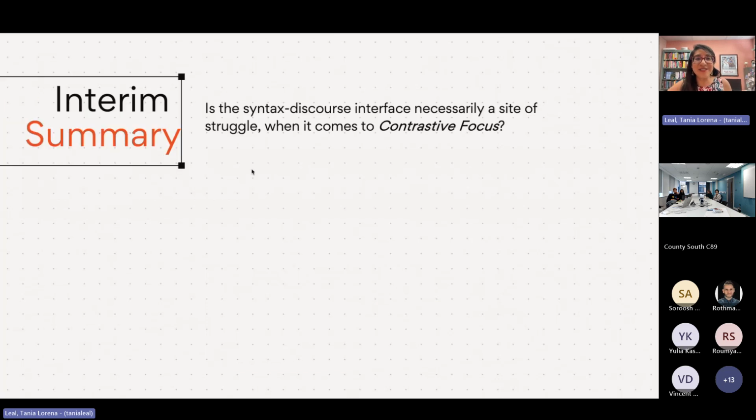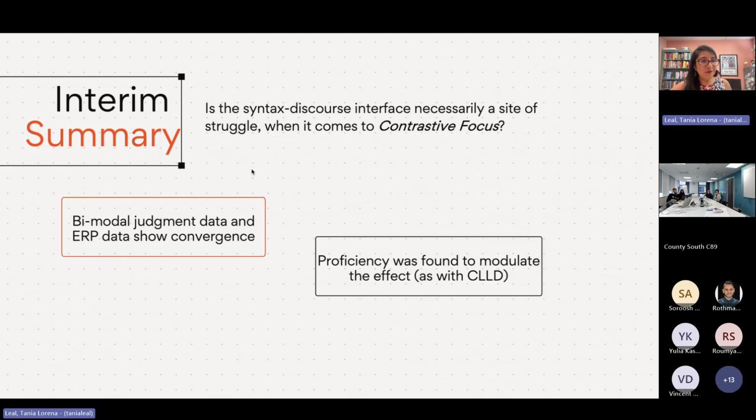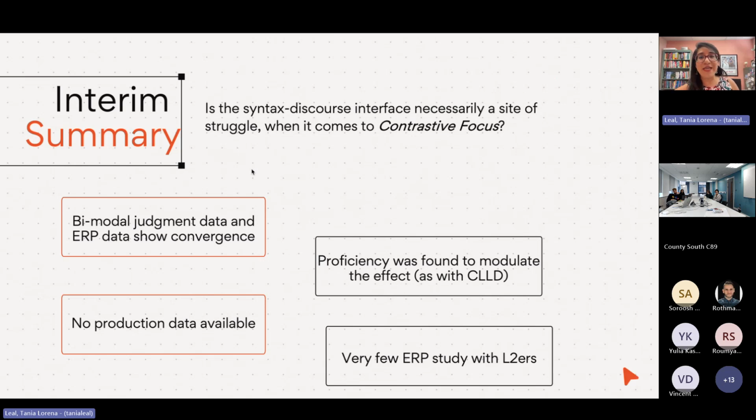So when it comes to contrastive focus, again, is this a site of struggle? Well, no, both the judgment data and the ERP data show convergence. Proficiency mattered, especially for the Reifle study. We don't have production data, so we don't know how that turns out. And we really have very few online studies with ERPs with L2ers.